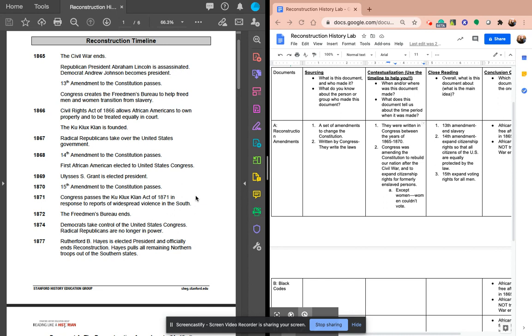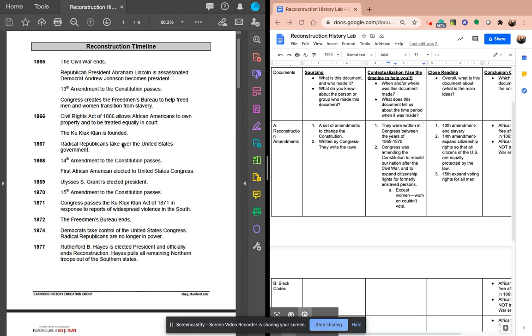That said, the next thing I'm going to show you are your documents themselves, how they're set up, and some of the tools that you have to help you. The first tool that you'll see right away is a timeline. This timeline, which starts in 1865 up through 1877, the purpose it serves is to help you contextualize each document. And that will really help you with the second task right here in your history lab notes. But ultimately, it is to help you figure out what was happening when each document was being constructed.